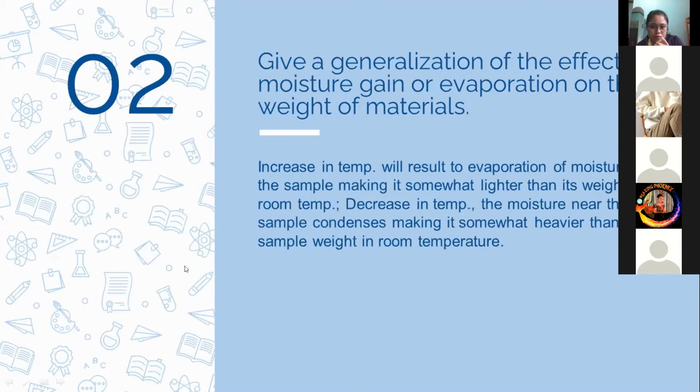Number 2. Give a generalization of the effect of moisture gain or evaporation on the weight of materials. So in here, an increase in temperature could result in evaporation of moisture from the sample, making it somewhat lighter than in room temperature. And a decrease in temperature, the moisture near the sample condenses, making it somewhat heavier than the sample weight in room temperature.